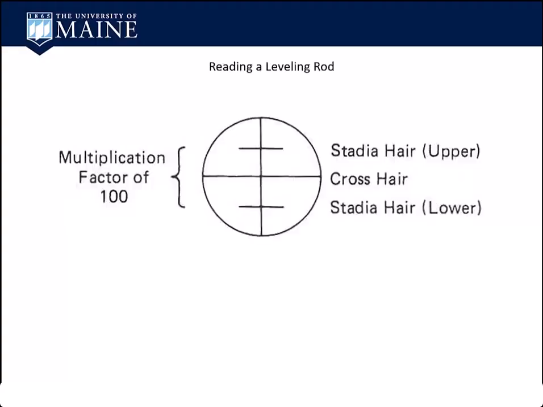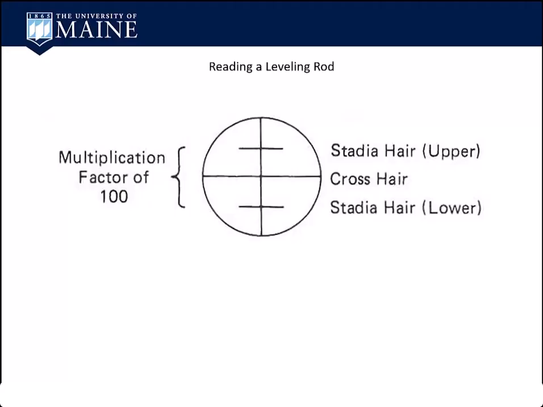So when you're looking through a level, you'll have crosshairs, and you'll see an upper, a middle, and a lower. The middle crosshair is the one that you're going to read for the elevation reading, the height of target, or any number of terms. The upper and lower will be used to establish the distance to the rod.